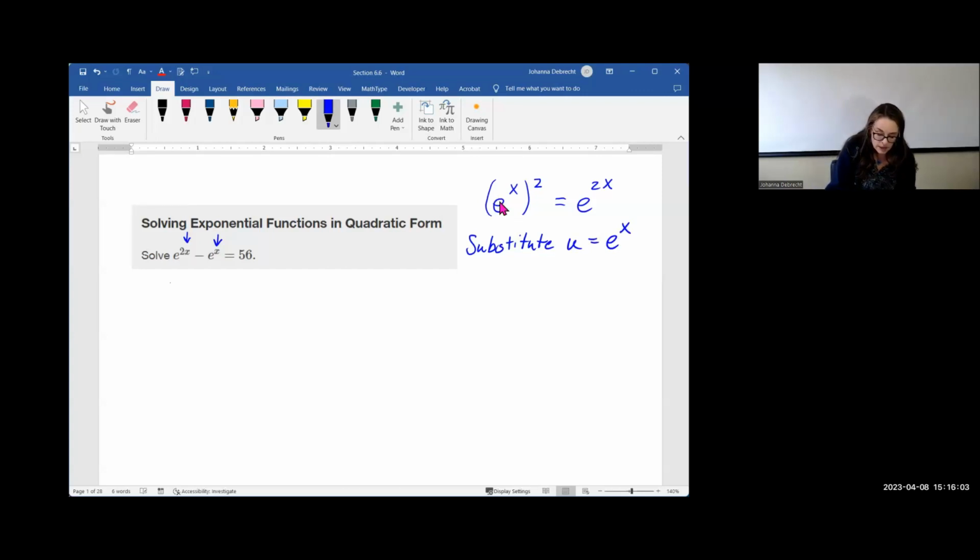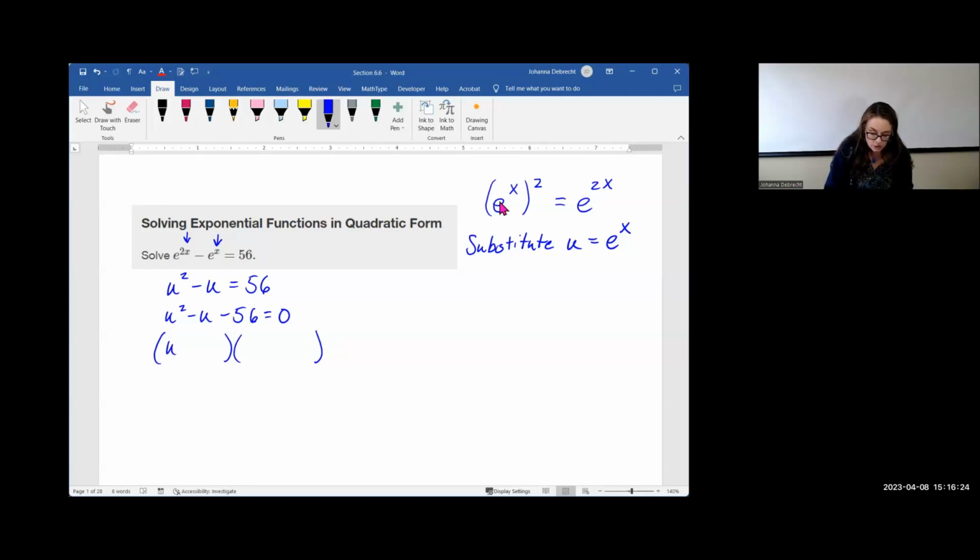So this then becomes u squared minus u equals 56. Subtract the 56 to the left side of the equation so that it equals 0. Then we can factor this. We need two factors of 56 that subtract to give me a negative 1.